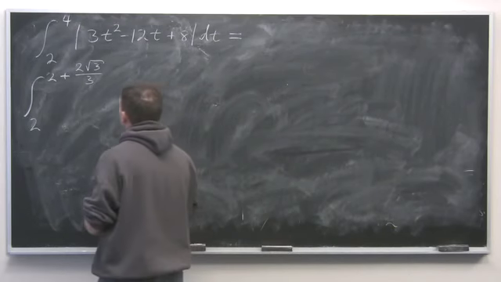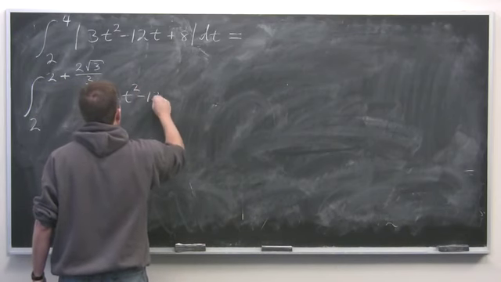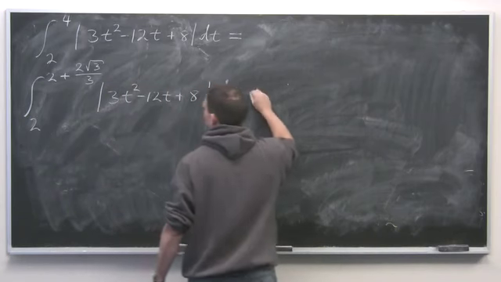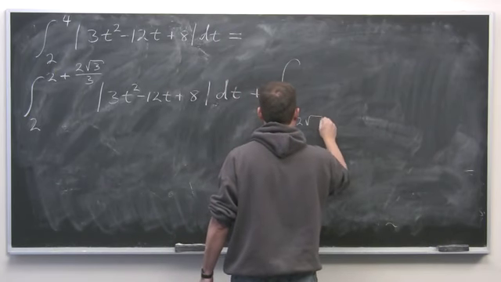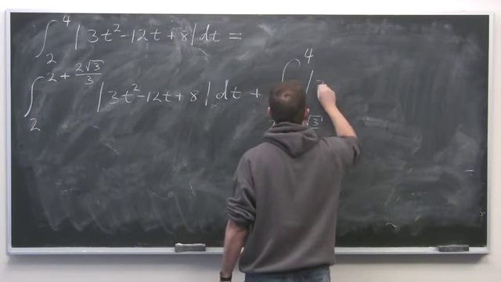So, I'll go ahead and write it with the absolute values in it one more time, but then we'll get rid of the absolute values in a second. And you integrate from 2 to 4 here, the same quantity.